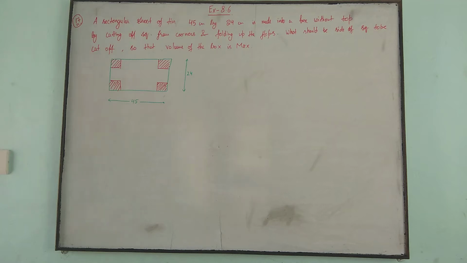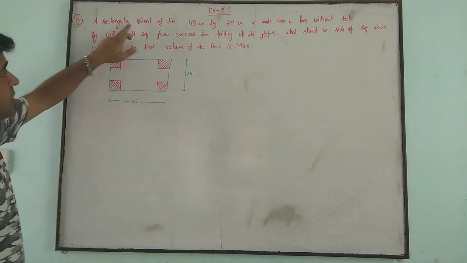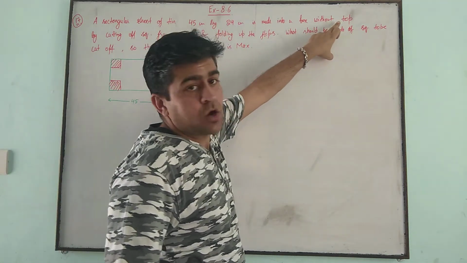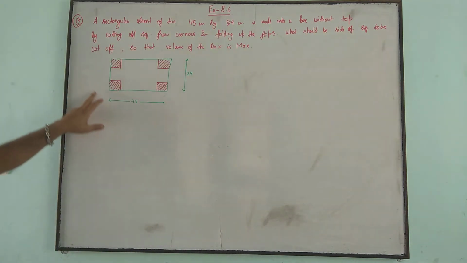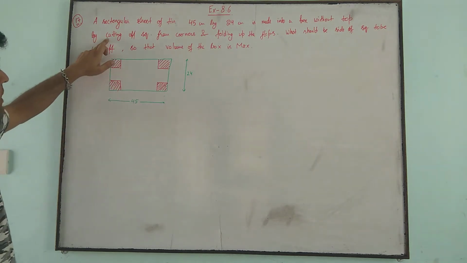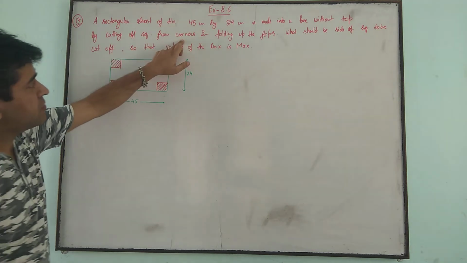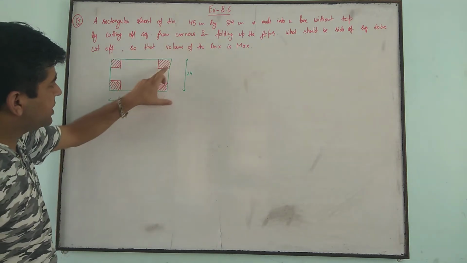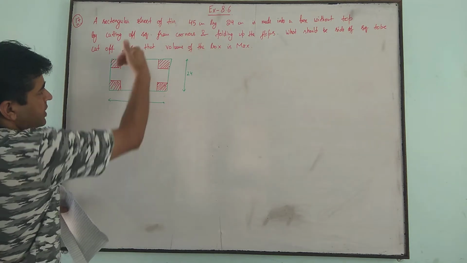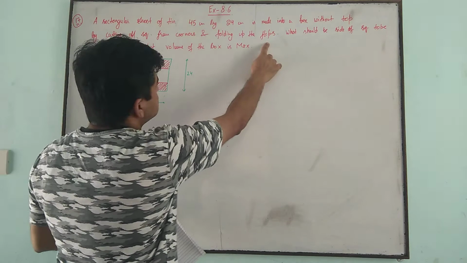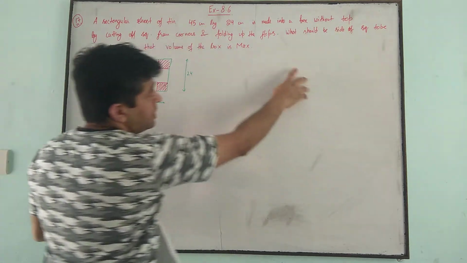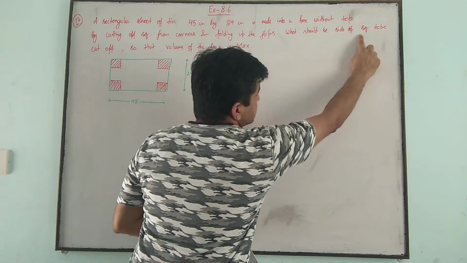Question number 17. A rectangular sheet of tin 45 by 24 is made into a box without top. We have taken a sheet 45 by 24. What he is saying is, by cutting off squares from the corners, and folding up these left flaps, we are making a box without top.